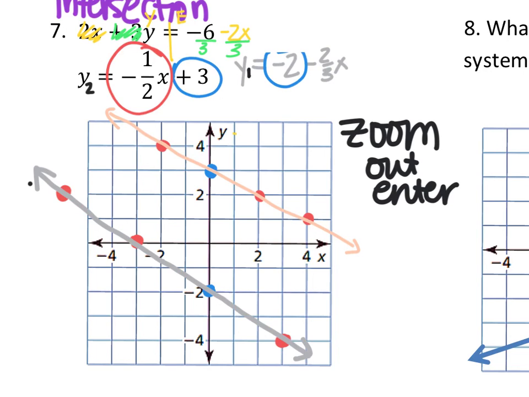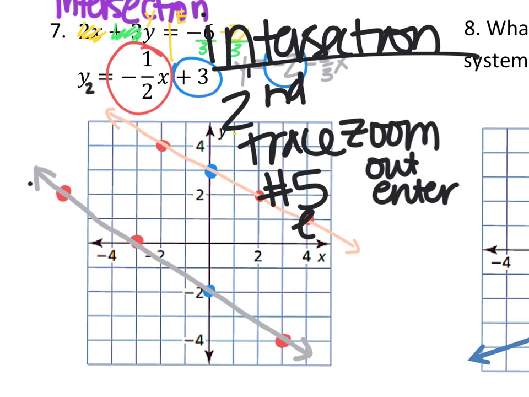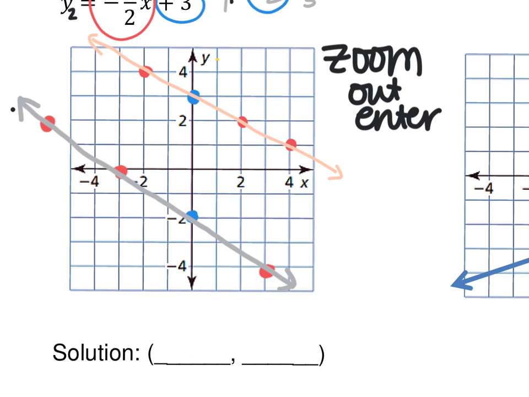So these are the same two lines, and I've gone ahead and graphed them. And then when you get them graphed and you are able to see the intersection, remember, to find the intersection, we want to do second, trace, number 5, and then press enter, enter, enter. So enter 3 times. And your intersection is going to come up with, or should come up with, the ordered pair negative 30, 18. That is our solution to this system. So negative 30, 18 is where these two graphs are going to intersect.